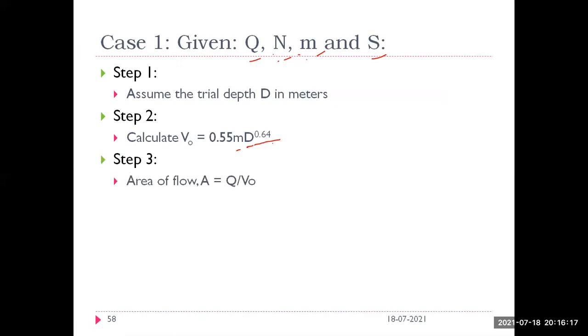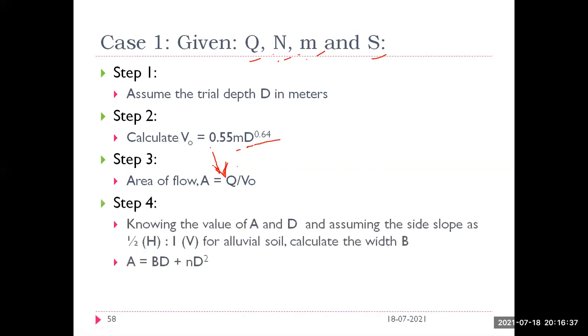Step number 3 is, once you get the velocity, use that velocity and the continuity equation to calculate the area of the flow. So Q is equal to area into velocity, so area will be Q divided by velocity. So you will get the area. That is step number 3.